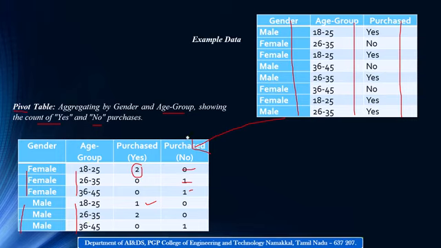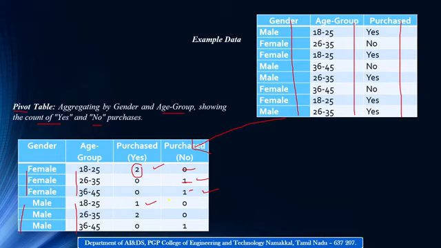Now we are getting some information from this. What information am I getting here? You can see here, I'm going to see female from the age group of 18 to 25. They purchased 2 times, or 2 items they purchased. Then female in the age group of 26 to 35, no purchase. In the age group of 36 to 45, no purchase. So we are getting some meaningful information from this particular table.